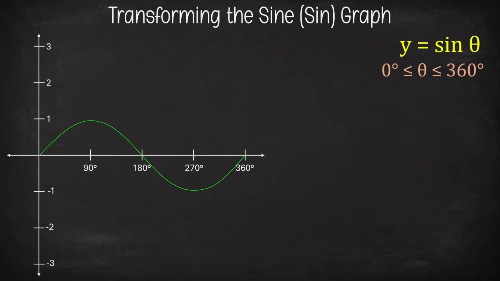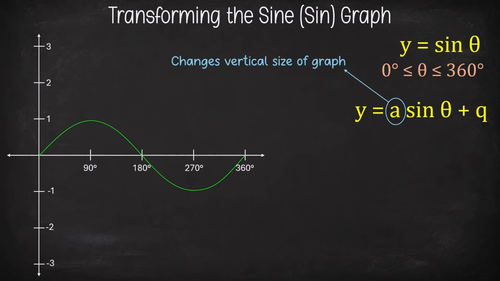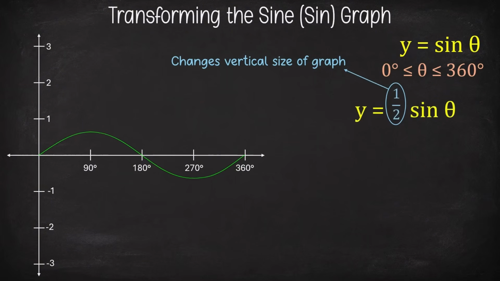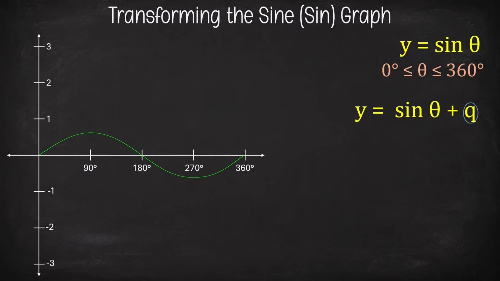But in grade 10, you will also work with sine graphs in the form of y equals a sin theta plus q. Now, there are two important values that we need to look at, a and q, because these two values affect the graph in different ways. The value of a changes the vertical size of the graph. For example, y equals 2 sin theta will look like this, and y equals a half sin theta will look like this.